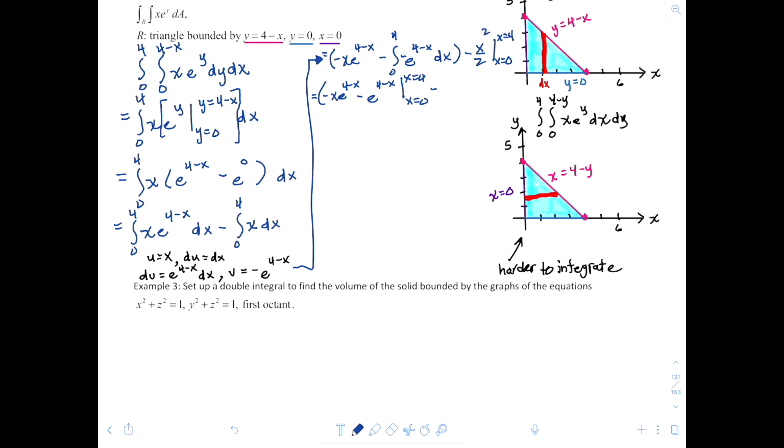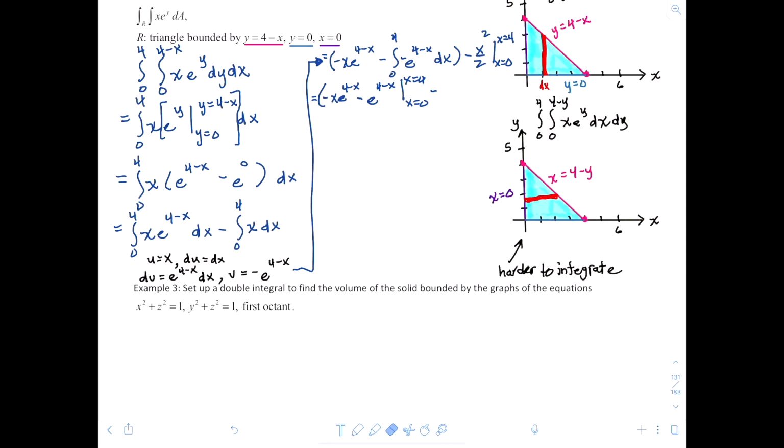And then minus, let's see, x squared for the second one would be 16 over 2, and then the second term would 0 out. So we'd have minus 8. Cool so far? All right, so now I'm going to do another line and simplify. If we factor out a negative e to the 4 minus x, we'll be left with x plus 1, evaluated from x is 0 to x is 4. We've got this minus 8 hanging out.